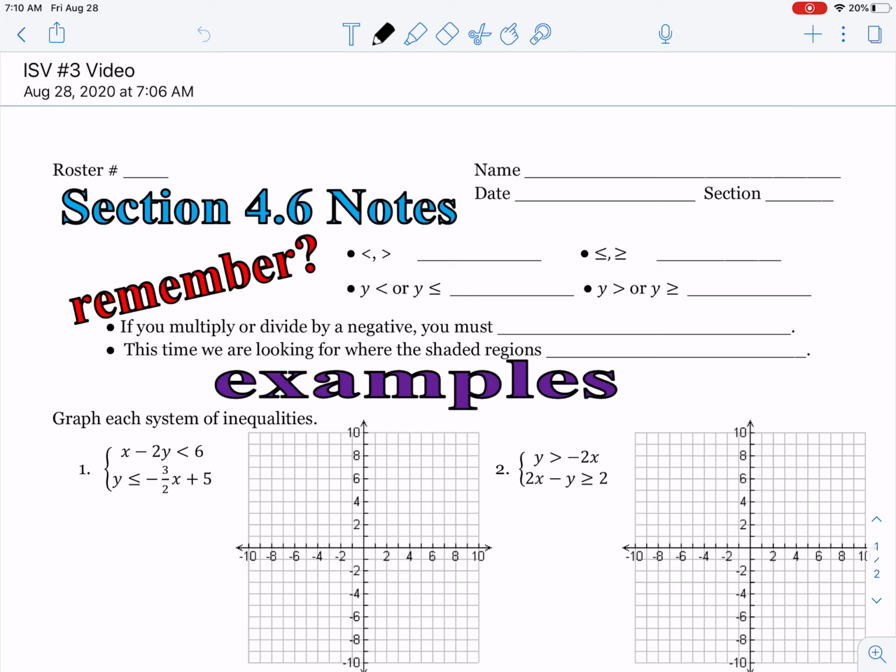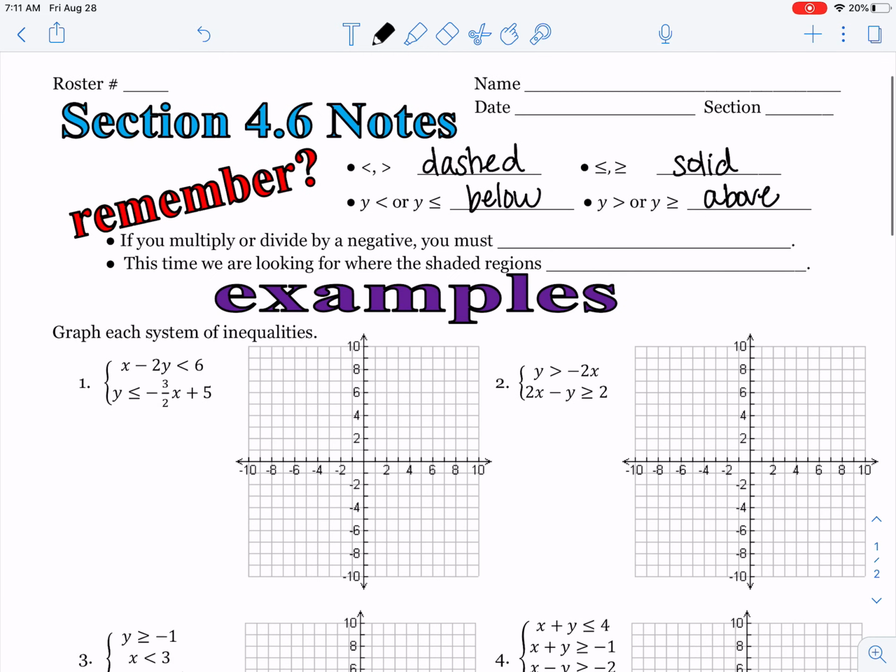So a couple of things to remember. If you have a less than or greater than, remember that's when you draw your dashed line. And if it's a less than or equal to, greater than or equal to, that's when you have your solid line. If your y is first and it's less than or equal to, you're going to shade below. And if it's greater than or equal to, you're going to shade above. Some things to remember: if you multiply or divide by a negative number, you must flip that inequality sign.